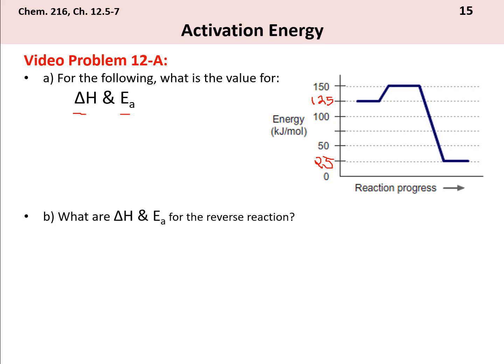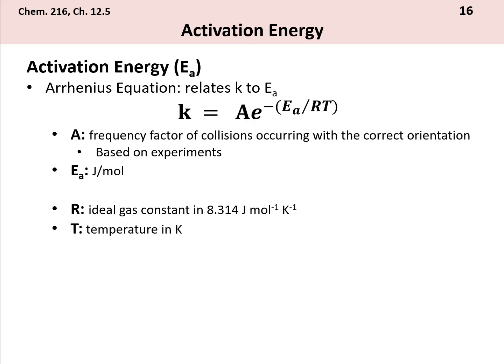Okay. Then what I want you to do is figure out delta H and EA for the reverse reaction. Hint, go ahead and redraw this diagram here for that reverse reaction. What's now my reactants? What's my product? And then you can figure out delta H and EA. Okay, so let's move on. And let's talk a little bit more about that activation energy, EA.